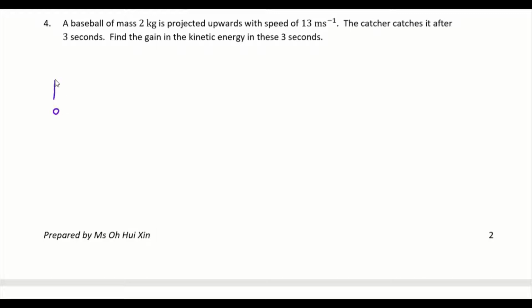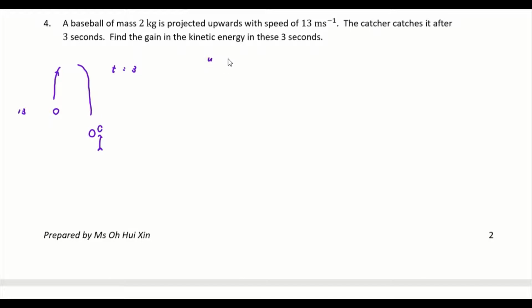It's projected upwards with 13 meter per second. Then after that it drops down, so we're not sure where it is, but this is where the person catches the ball. That's the idea. Then the whole process takes 3 seconds. So find the gain in the kinetic energy. We know that kinetic energy needs the final velocity as well, so we need to use the SUVAT formula.